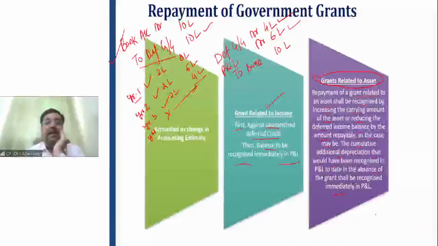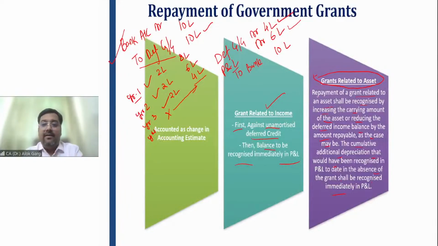So this is the repayment of a grant in the nature of an asset, right? Is that clear? Now let's read this part.